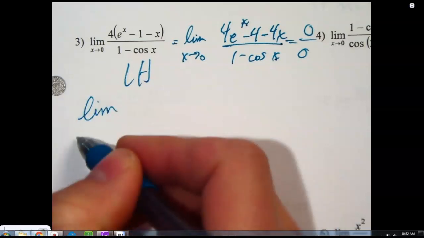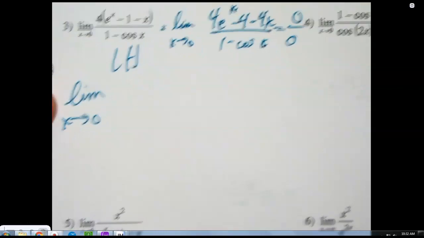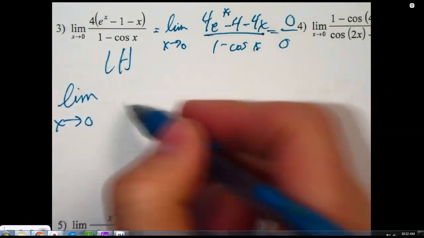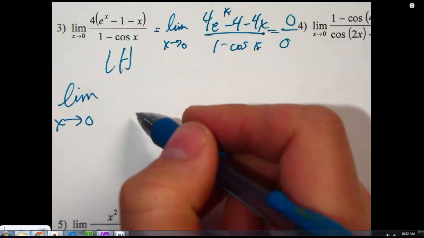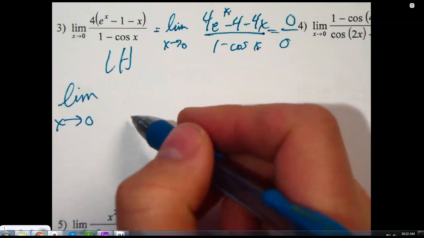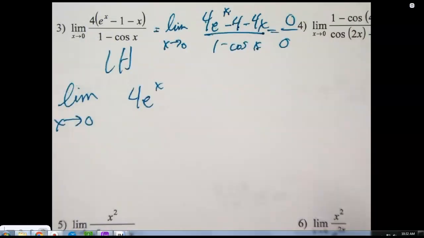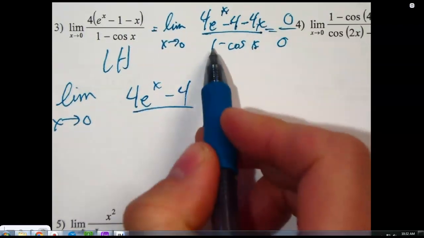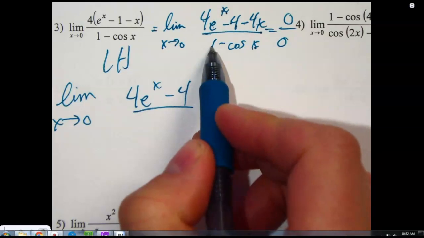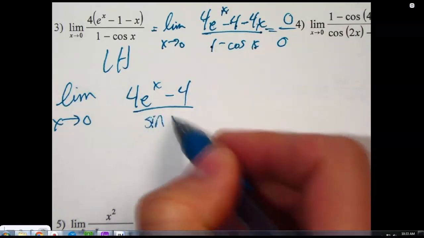So the limit as x approaches 0, I'm still writing that limit because I'm still in a limit situation. So the derivative of 4e to the x is, this is the part where you tell me the derivative of 4e to the x. 4e to the x. The derivative of 4 just goes away, and then the derivative of negative 4x is minus 4, right? And then the derivative of the 1 is 0. The derivative of negative cosine is positive sine.